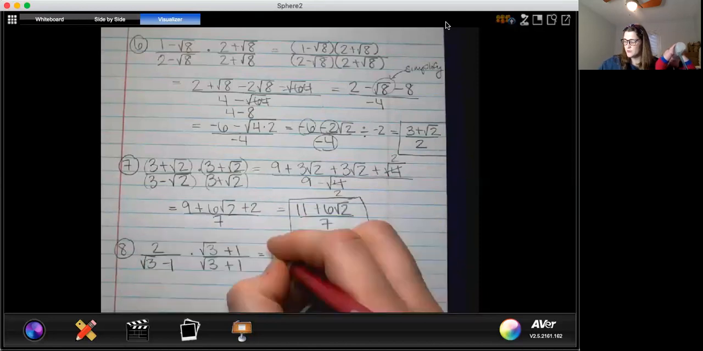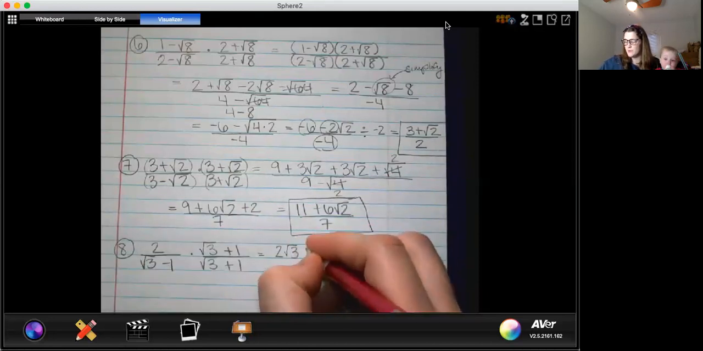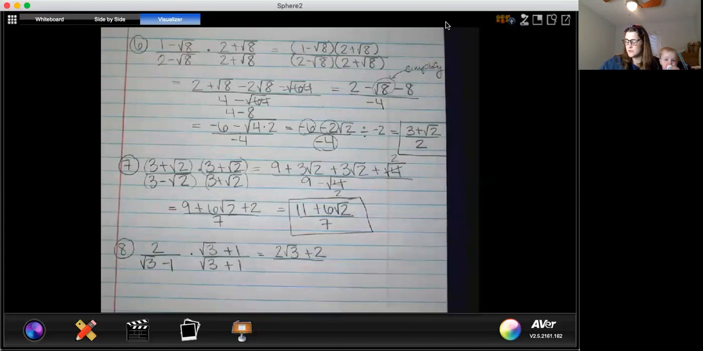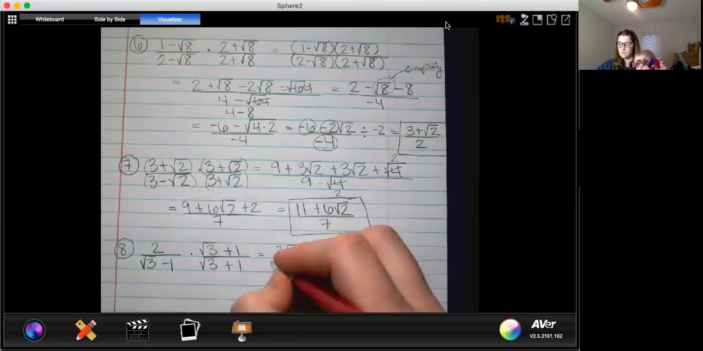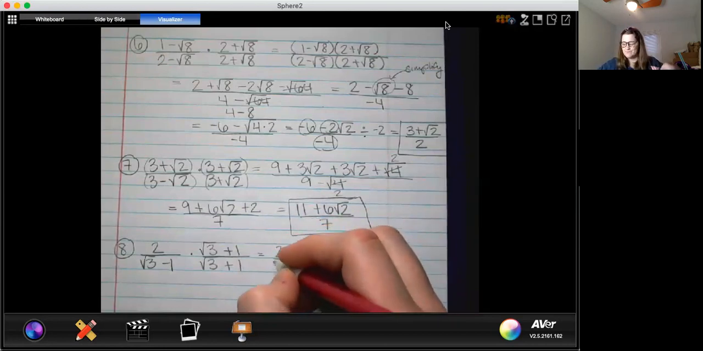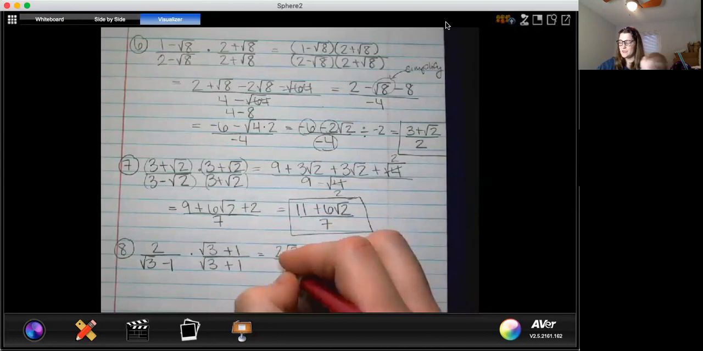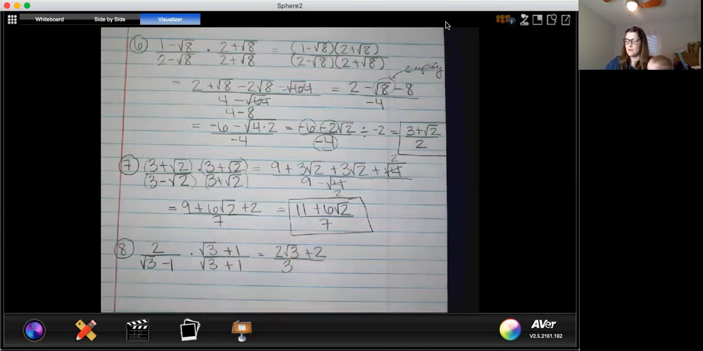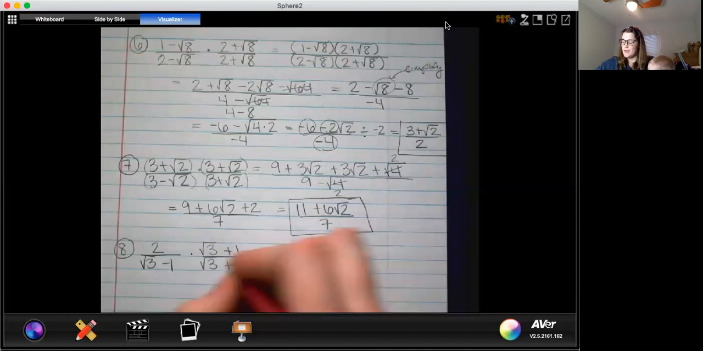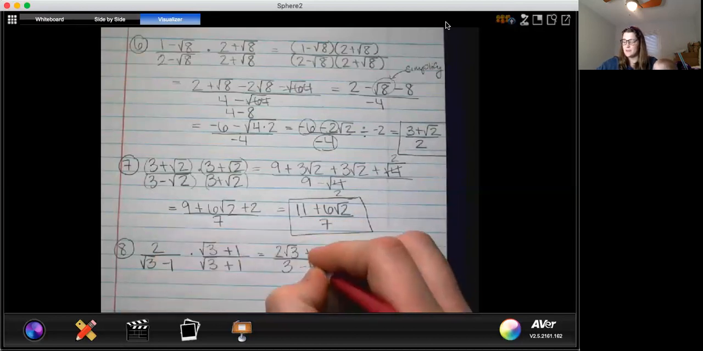So we have 2 square root of 3 plus 2 divided by square root of 3 times square root of 3, which again, at this point, we're starting to get more and more to the point where we can simplify faster. Okay, we know that square root of 3 times square root of 3 is going to be square root of 9, which square root of 9 is 3. And then negative 1 times 1 is negative 1.